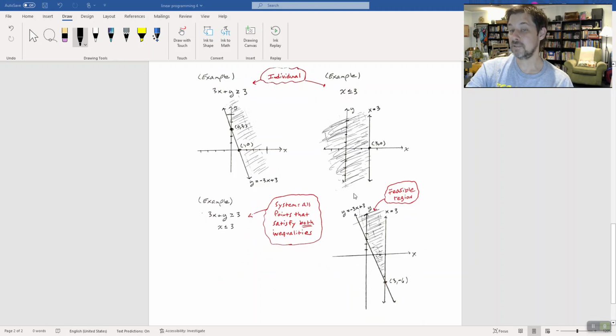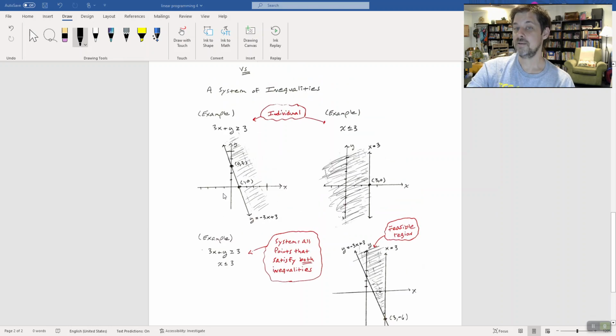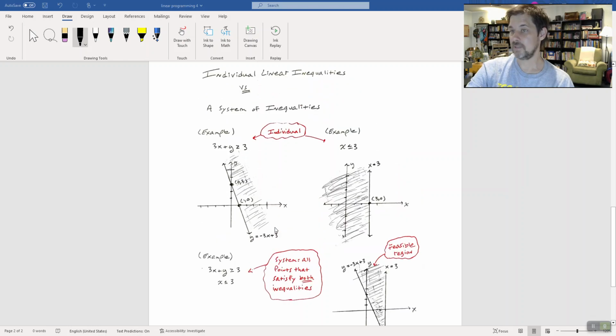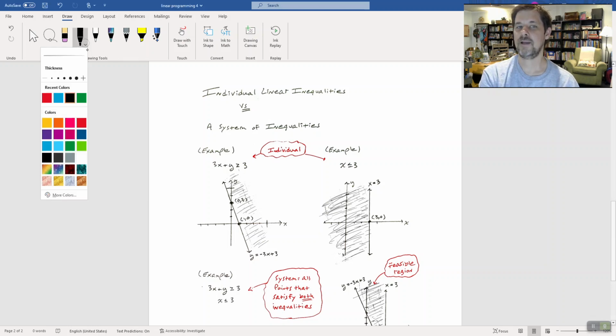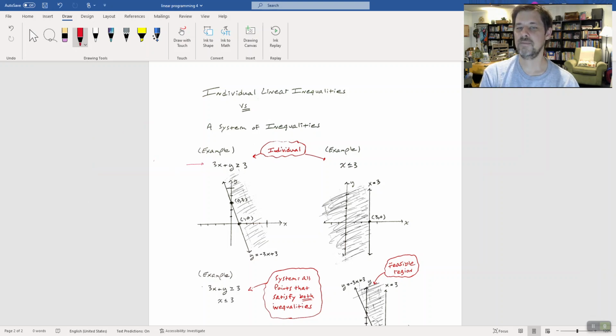So now I want to talk about what points are common to both of these, meaning if you took this graph and this one, what would the overlap be? So real quick, before I get to that, I don't really think this is in the right form to graph it. I think it'd be easier to see it as an inequality like this.